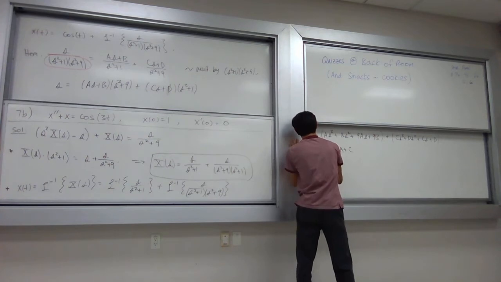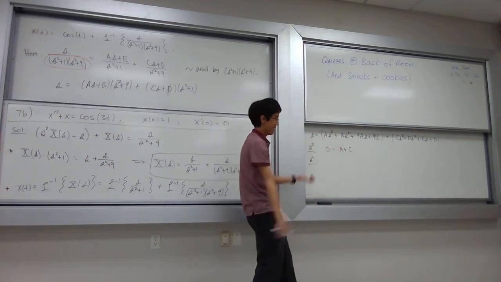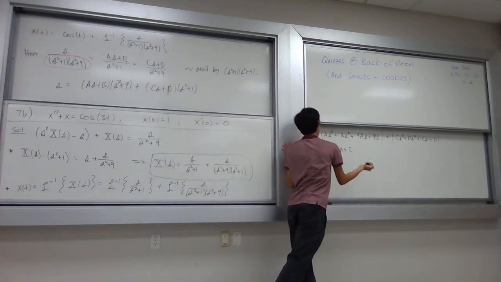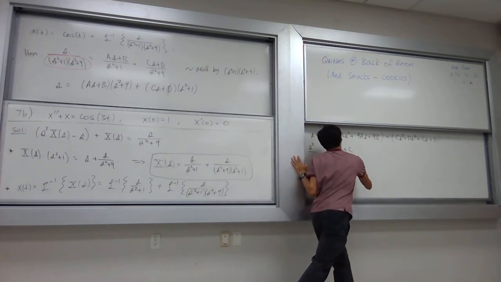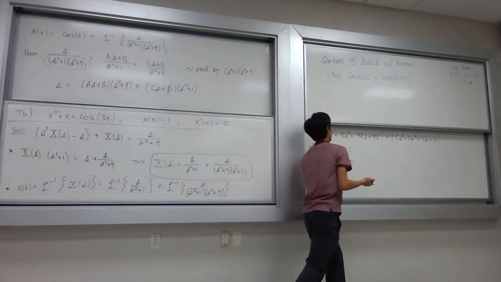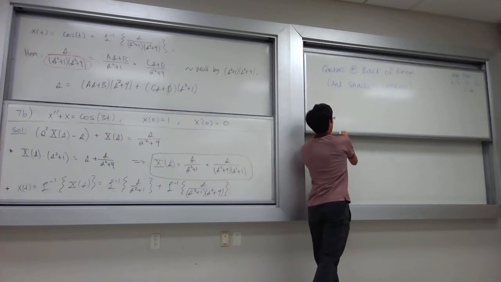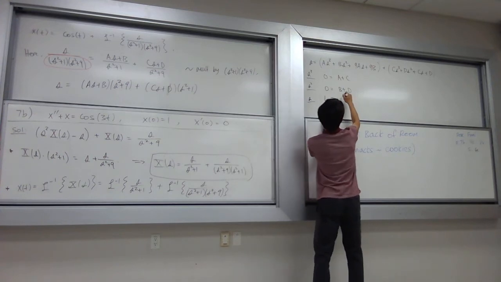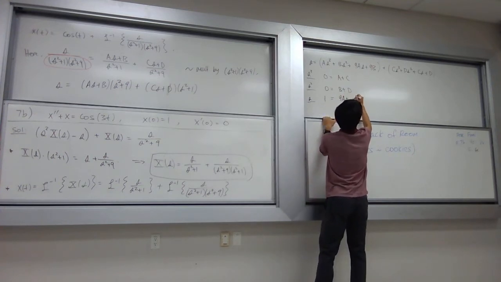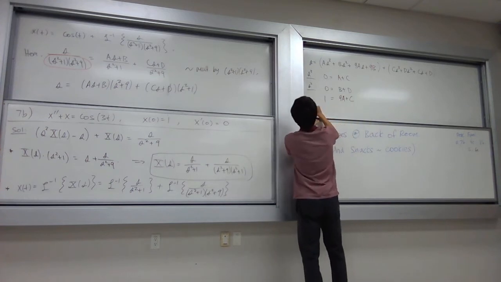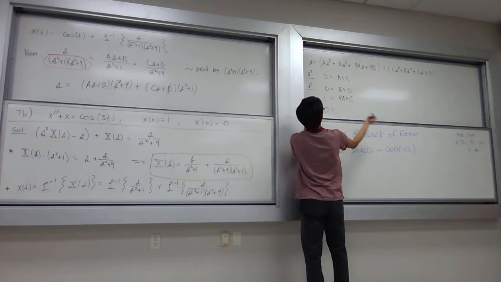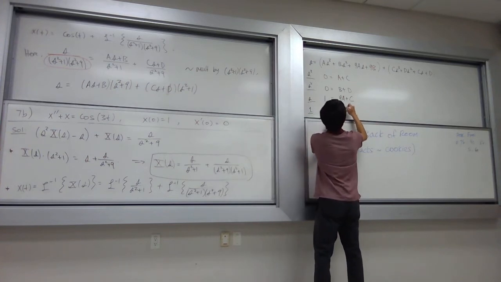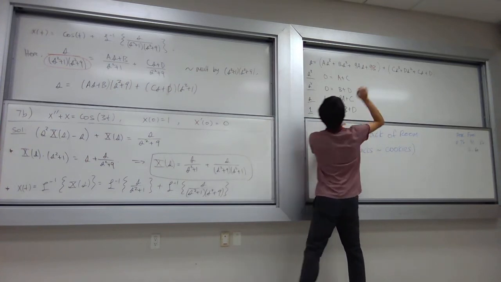The same thing for s squared. Left side? 0. Right side? B plus d. Okay. S to the first power, what's the left side? 1. Good. And the right side? 9a plus c. Yeah, and then constant, the left side is 0, and the right side is 9b plus d.